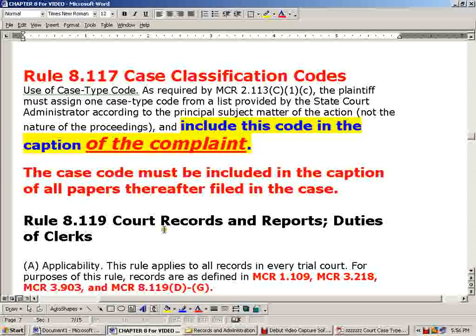To satisfy Rule 8117, include this code in the caption of the complaint. Right? So put the two letters in. And then in the caption from then on, they usually add those letters as maybe part of the court case, but I just have them separate anyways, just like it says. The case code must be included in the caption of all papers thereafter filed in the case. Everything you put it in.